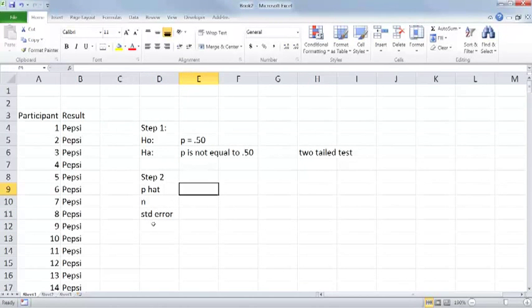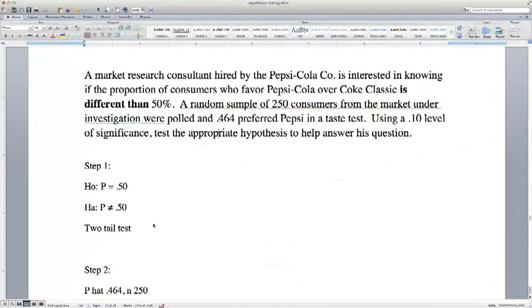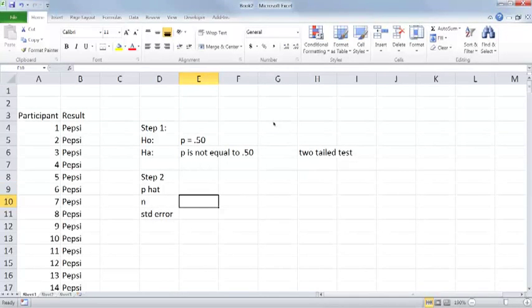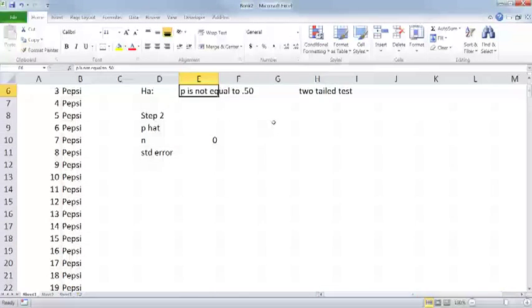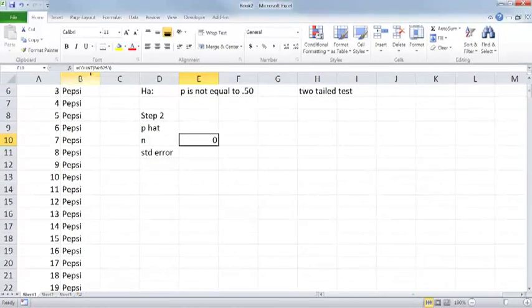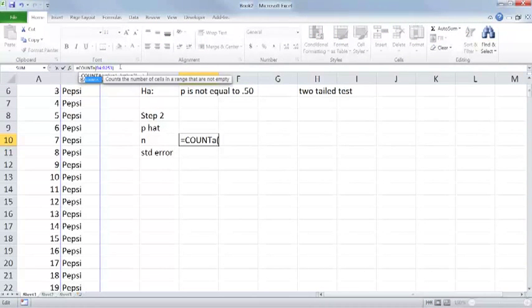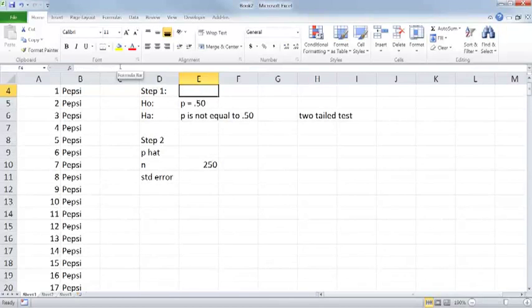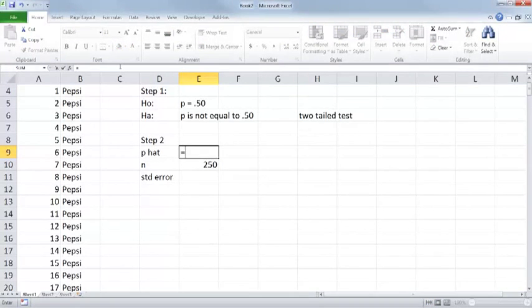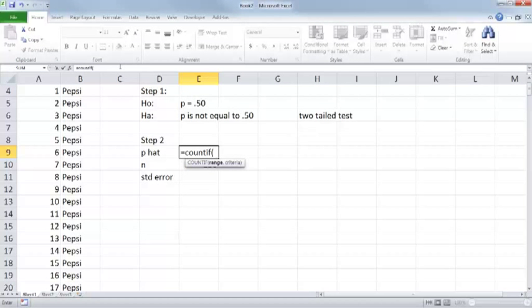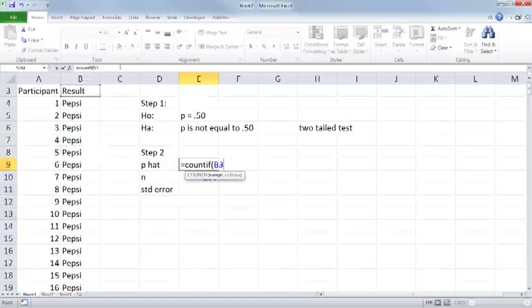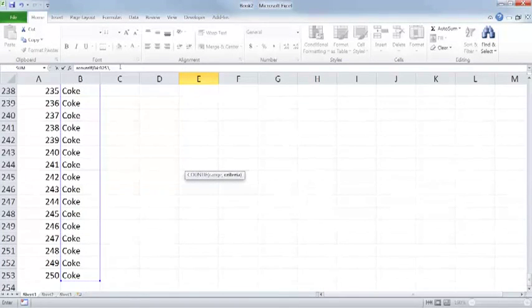All right, so let's find the P hat. The problem actually gives us the P hat. Remember, the problem says that 0.464 preferred Pepsi in a taste test. But let's figure out how you would do it if you had real data. First, we would just find the count of all of our observations, right? We have to use what's called COUNTA, because we're counting words. COUNTA, 250. If we're counting words, we have to use COUNTA. Counting numbers, it doesn't make a difference. So 250. And then we want to do a COUNTIF function, right? First we have to decide what's success, right? We're saying Pepsi is success. So we're going to say count all of these things, and then the criteria is Pepsi.